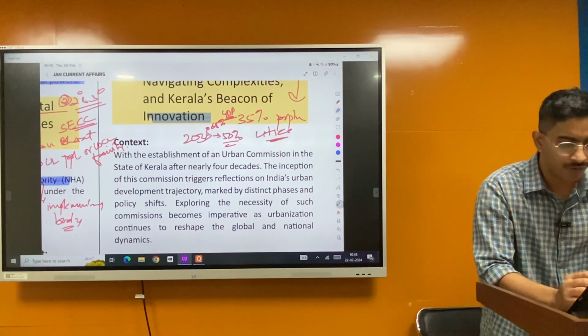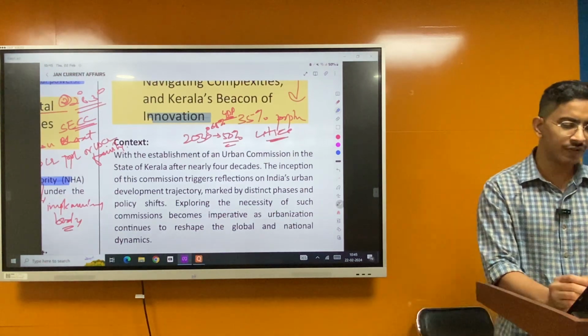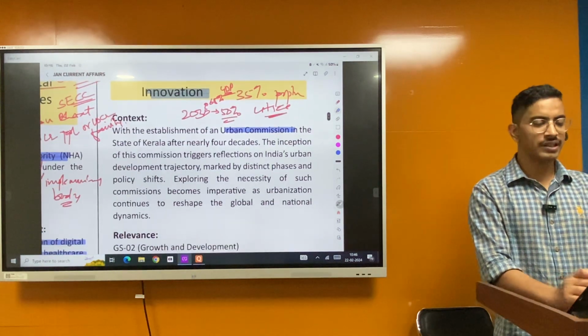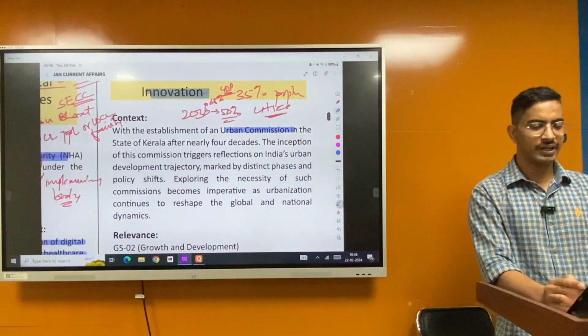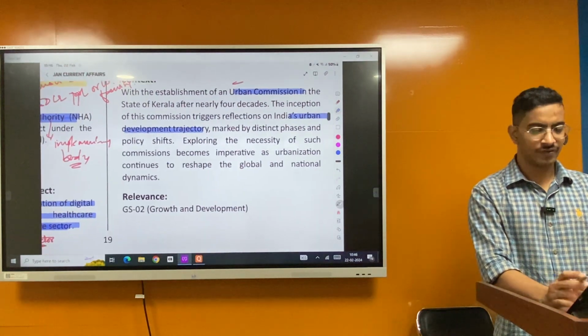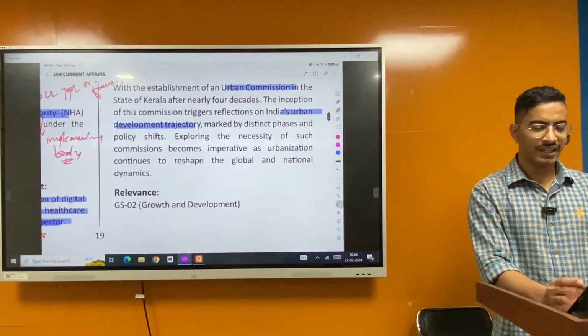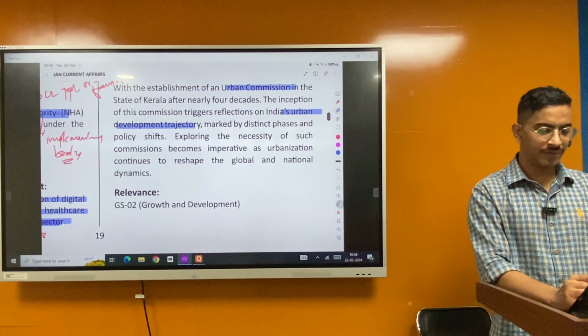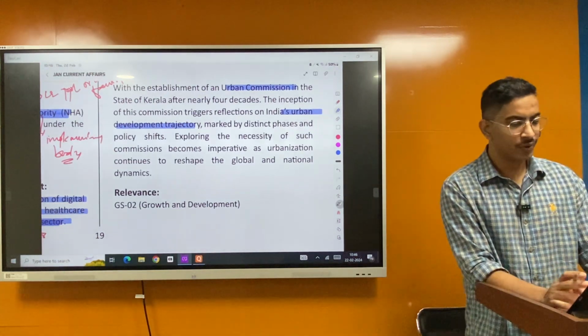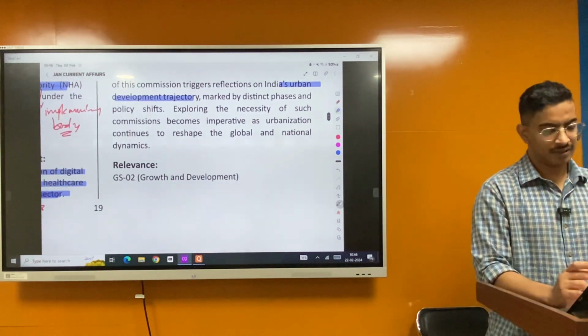Next, establishment of urban commission in the state of Kerala after 4 decades. There's an urban commission which has come up in Kerala. The inception of this commission triggers reflection on India's urban development trajectory, marked by distinct phases and policy shifts. Exploring the necessity of such a commission becomes imperative as urbanization continues to reshape the global landscape.